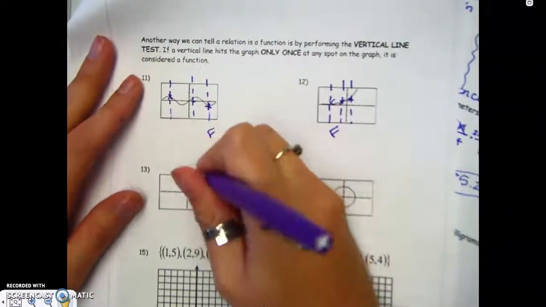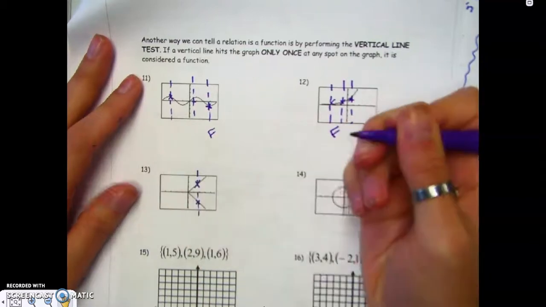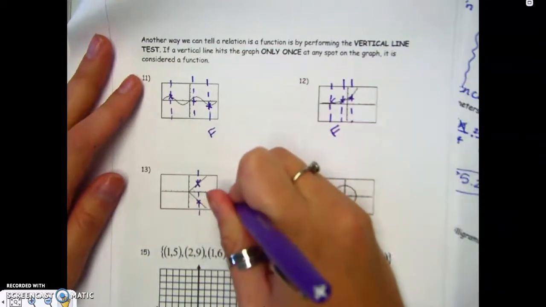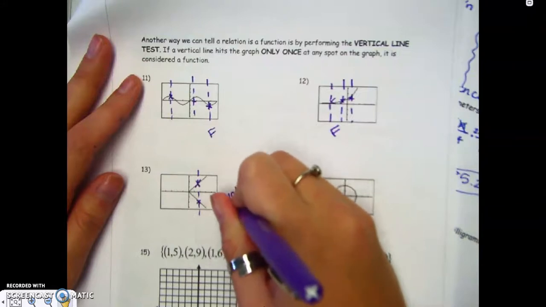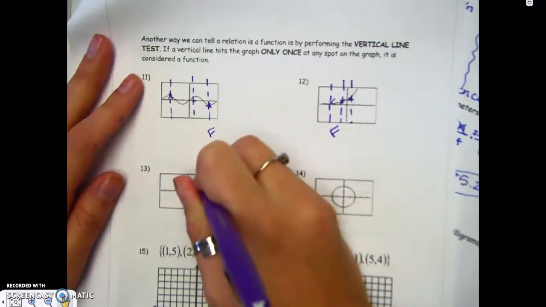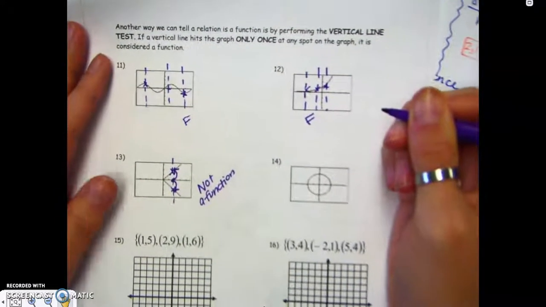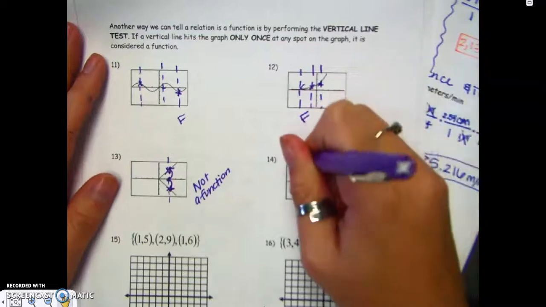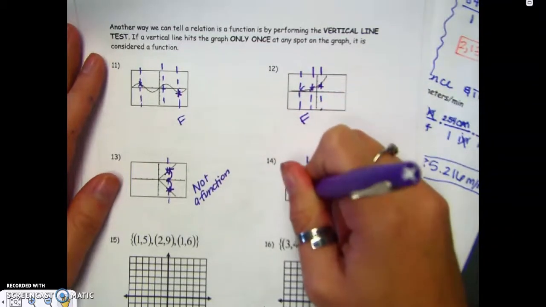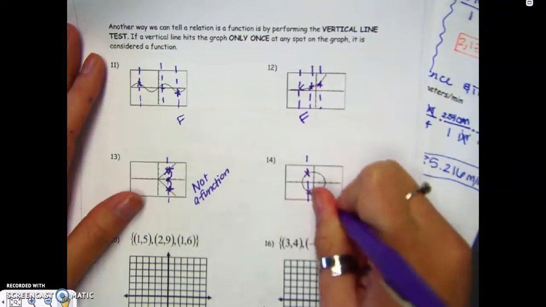Number 13, however, I can draw a vertical line here and it hits the graph here and it hits the graph there. So this is not a function because this x value here would have a y value up there and a y value down there, and that means it's not a function. Number 14, for the same reason, I can draw a vertical line. Look, it hits twice right there. So this is not a function.